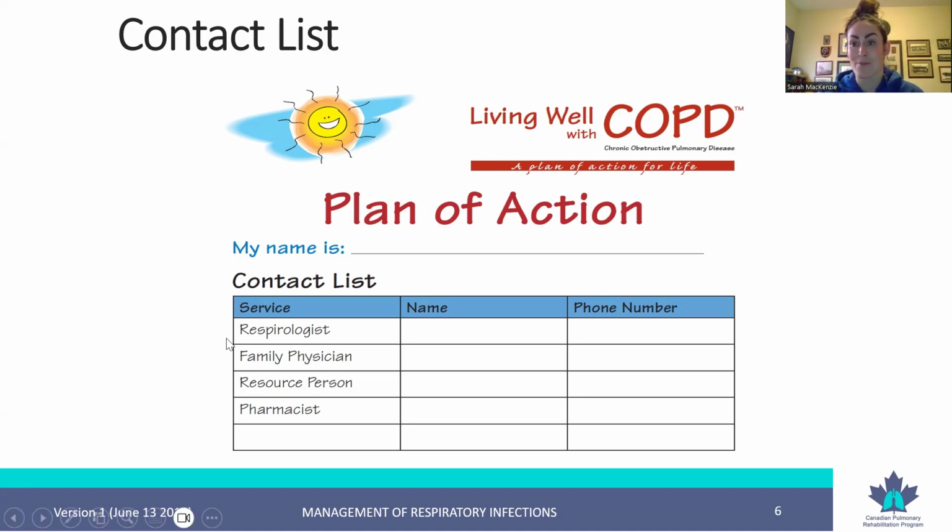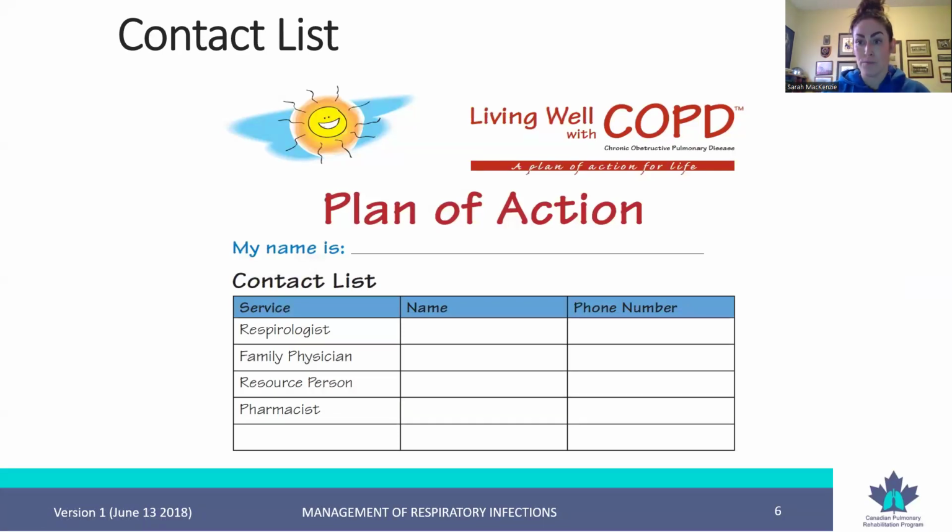It's really important that we have these on this document because if you're sick, if you're having a rough time, you're not really thinking clearly, if your breathing's affected, certainly you're not thinking clearly, rifling through your junk drawer trying to find business cards is not a good use of your time. So this is why we have all of our important contacts down on our breathing action plans.